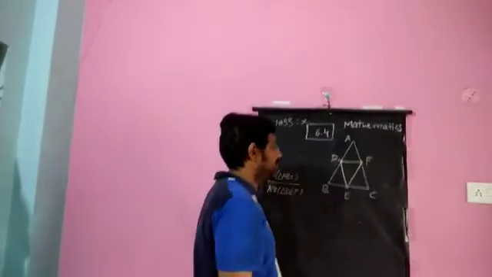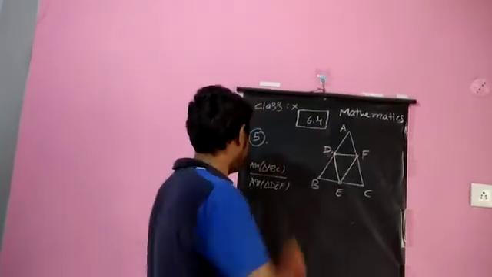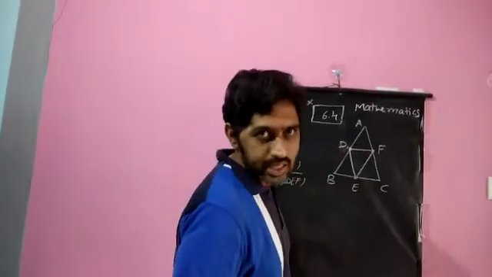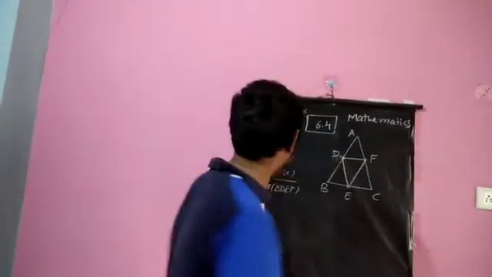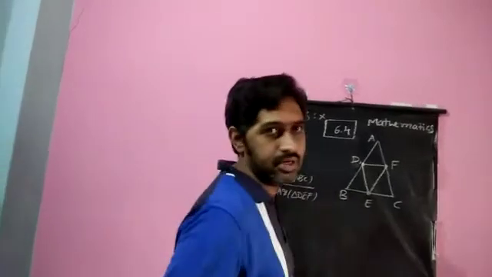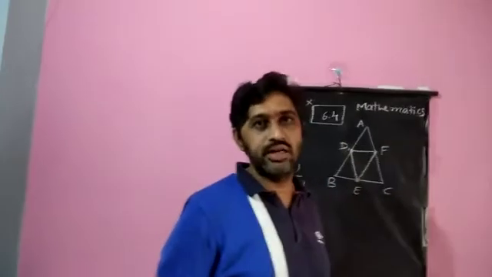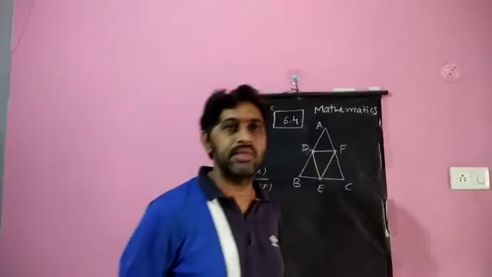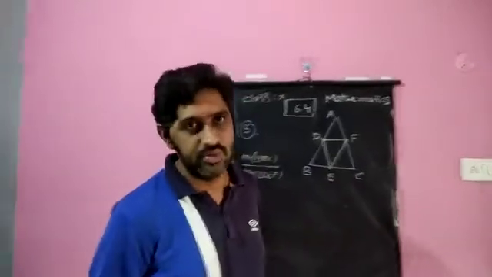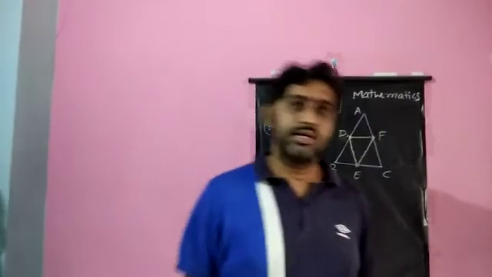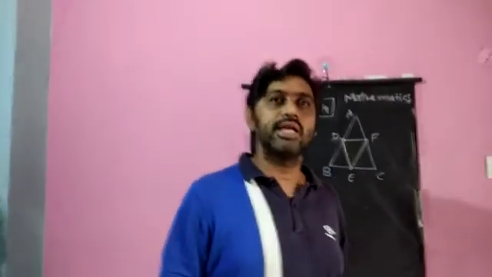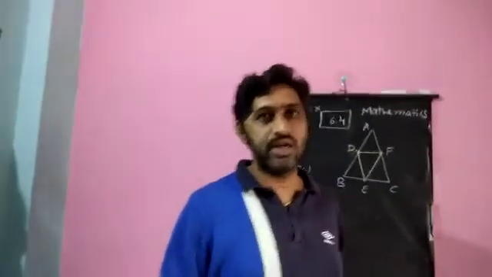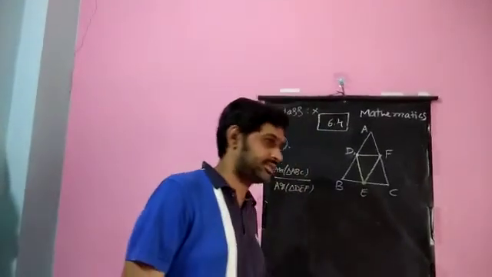That means we need to prove that the two triangles are similar, then I can apply the areas of similar triangles theorem. In this whole chapter, you need to understand that the questions will be based on exercise 6.4, that is based on the areas of similar triangles theorem. Areas of similar triangles theorem, what it says: ratio of the areas of similar triangles is equal to the square of the ratio of their corresponding sides.